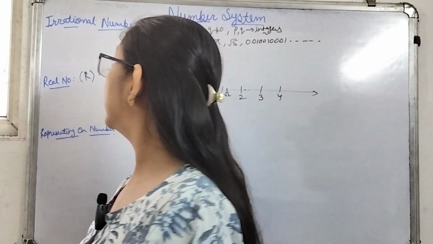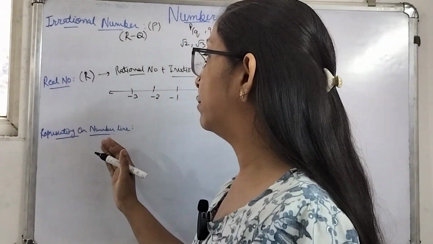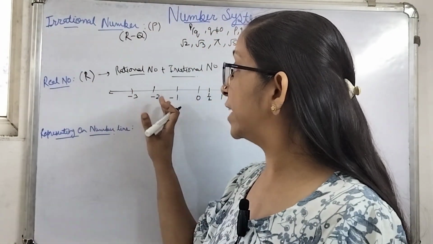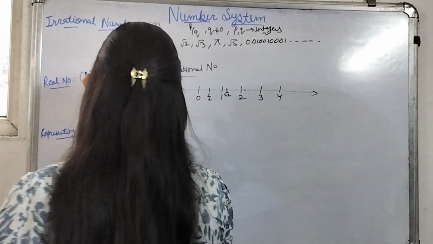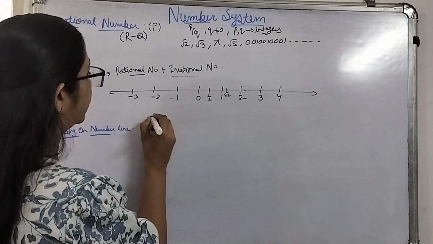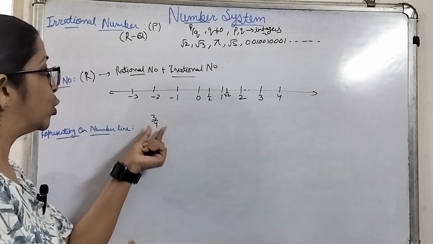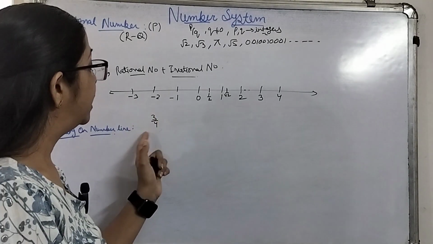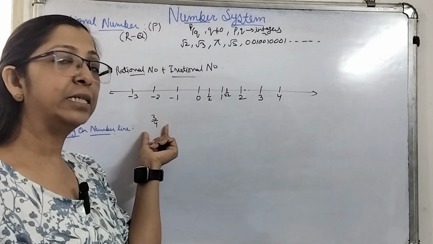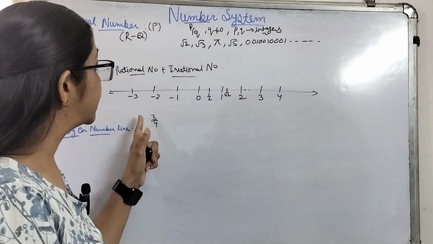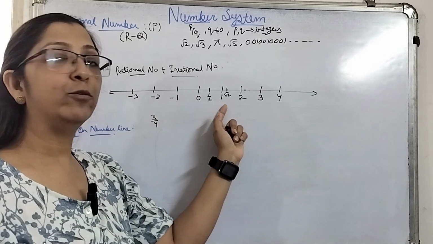Now how to represent irrational numbers and rational numbers on the number line? We have already learned how to represent a rational number on the number line. Suppose I am taking an example, say 3 upon 4. I am to represent 3 upon 4 on the number line. If I represent it in the form of a decimal, this will be less than 1. That means this point will lie between 0 and 1.